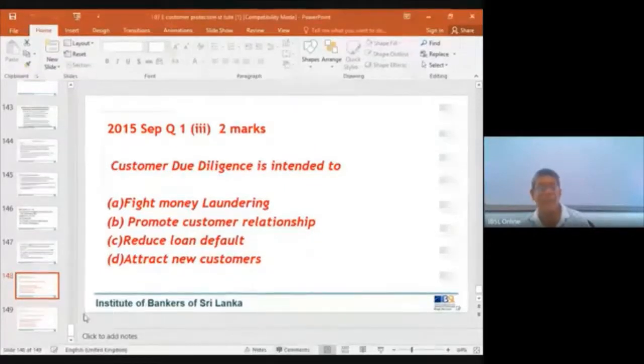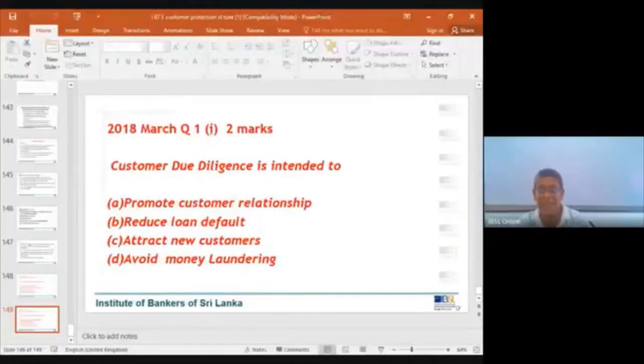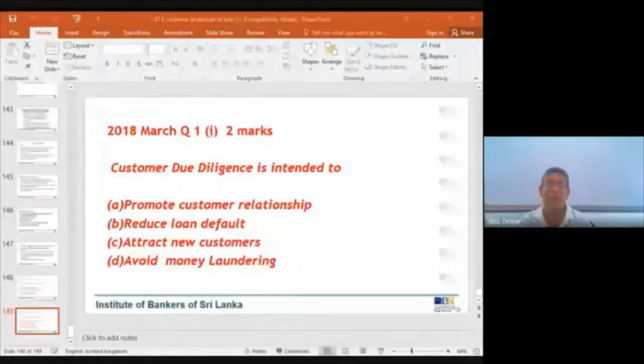Very good. So let's look at it. Now you see, now you know the form, no? Fight money laundering. Promote customer relationship. Reduce loan default. Now you see the same question came in 2018, only with a wording difference. 2018 March. Customer due diligence is intended to, without saying fight, but they say avoid money laundering. So you see a lot of repetitive types of questions are appearing in your paper.